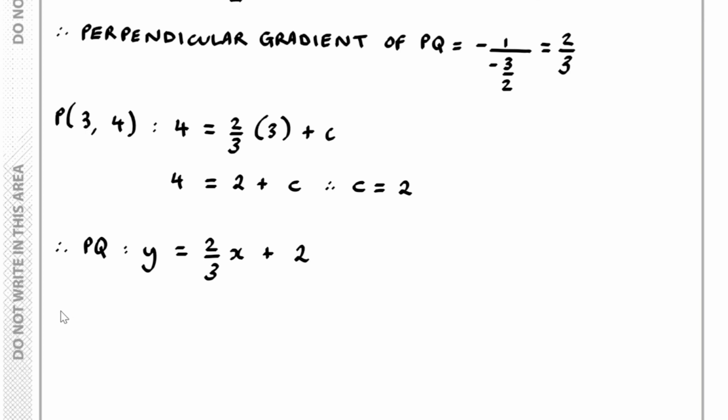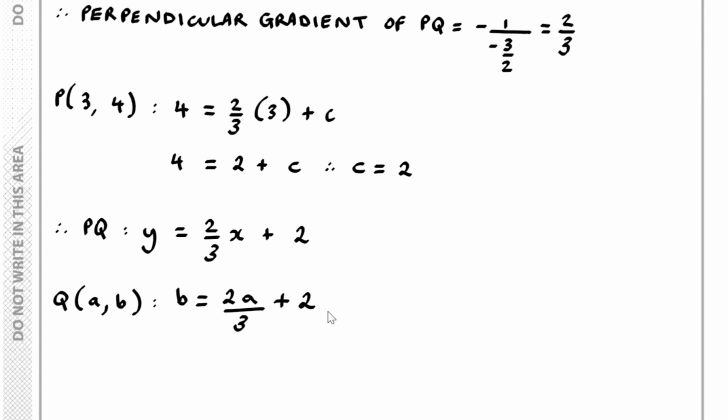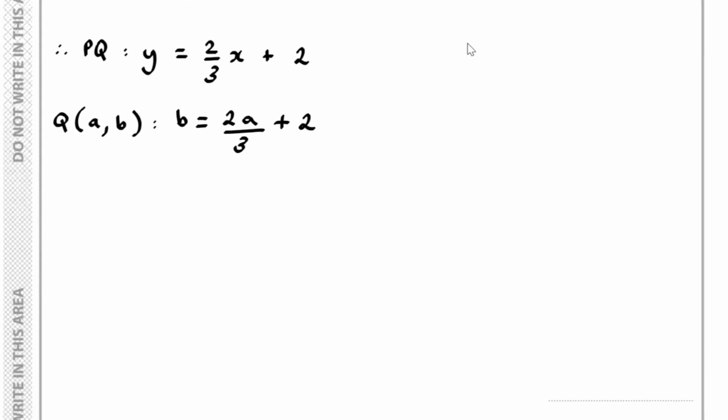And if we now consider the point Q with coordinates (a, b), y is b, x is a, so I have b equals 2/3 a plus 2. So this is my equation. We have b equals 2a over 3 plus 2.